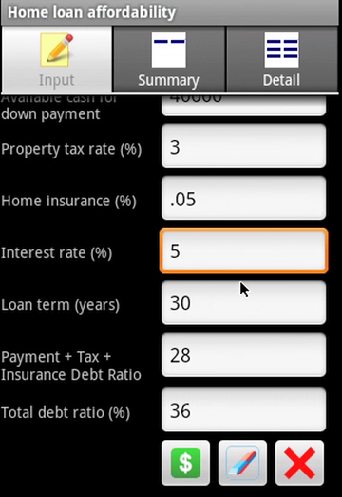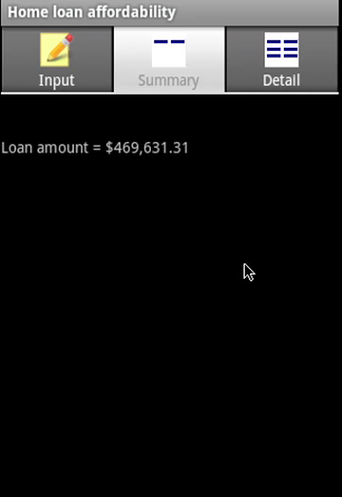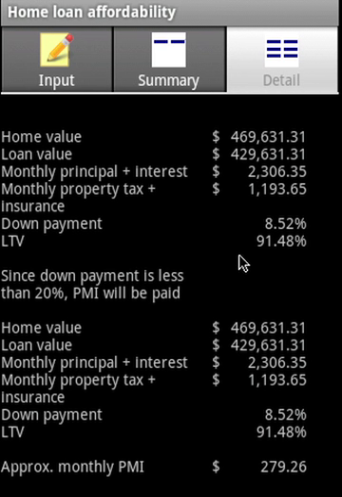The PITI debt ratio is 28%. That means principal, interest, tax, insurance, that's basically what you are paying on a required house payment and related payments, and the total debt ratio is 36%, but you can also change that. So typically these are the areas where the lenders actually cap it. So let's see. So this says the loan amount we can afford is 469,000, and here are some of the details. In this case, looks like we are going to pay some PMI, and it is also providing the details of that.